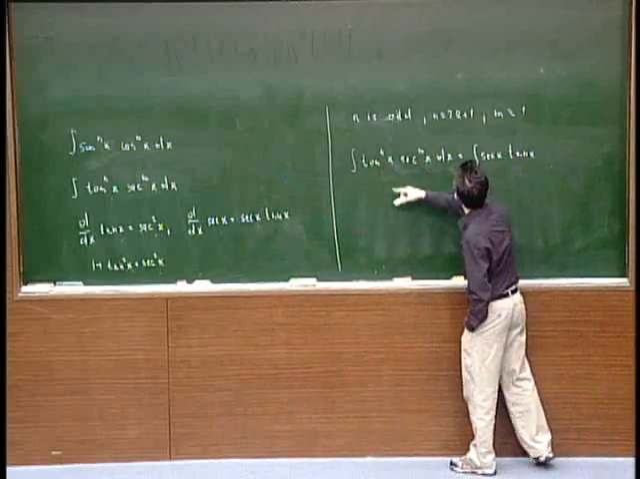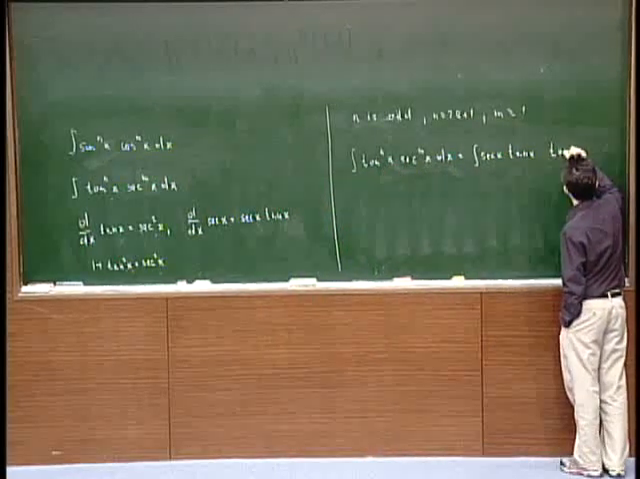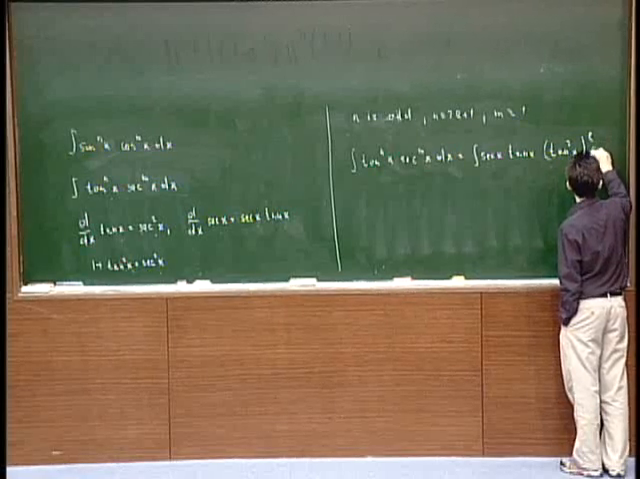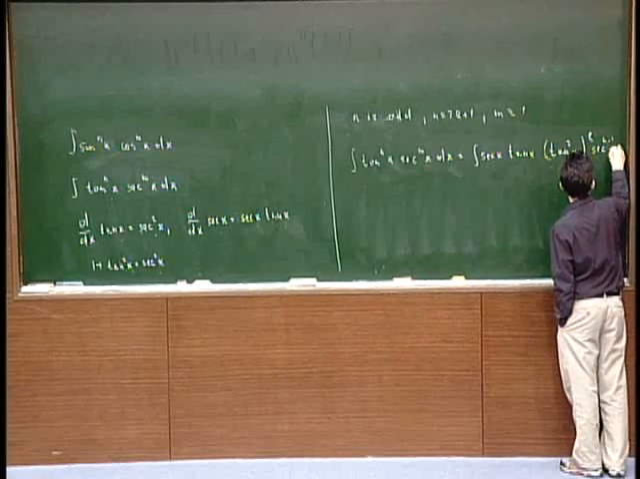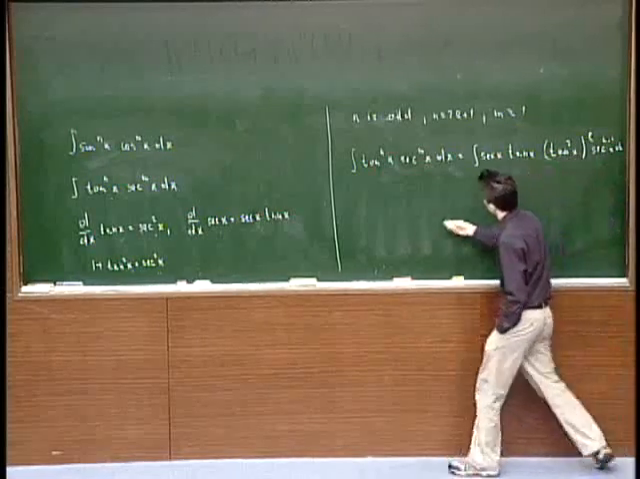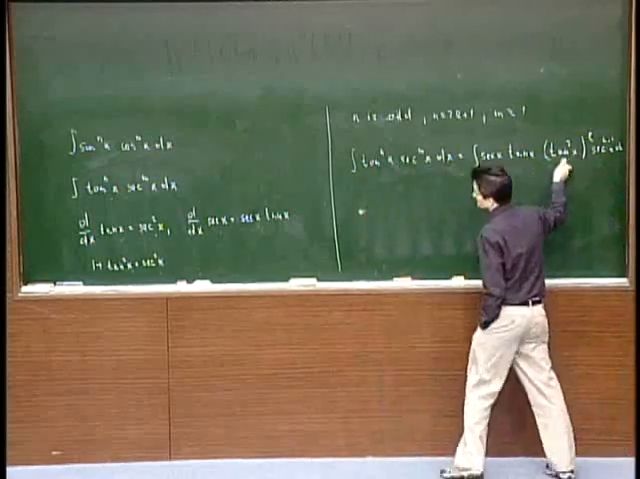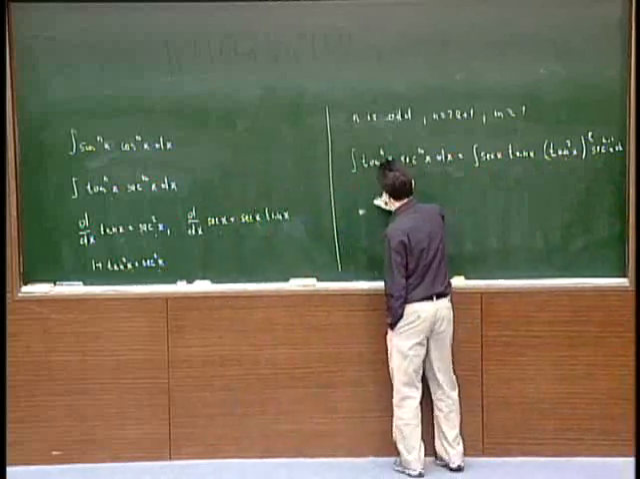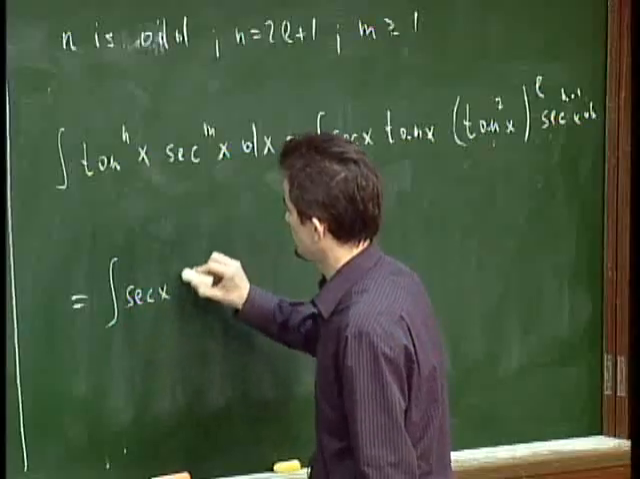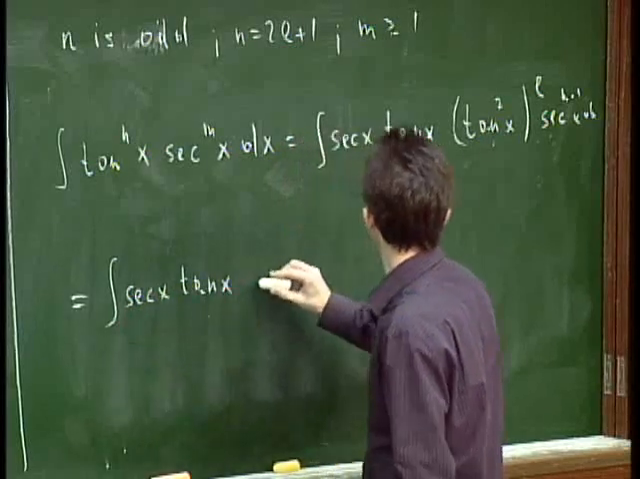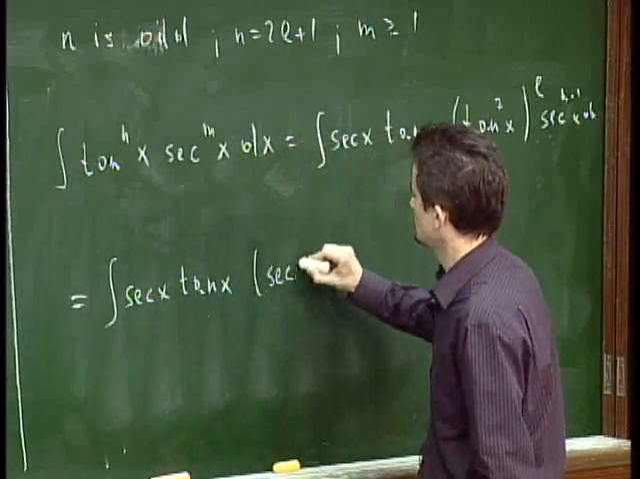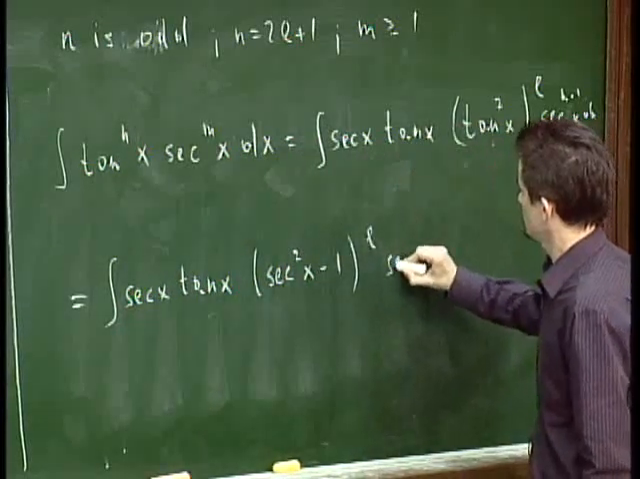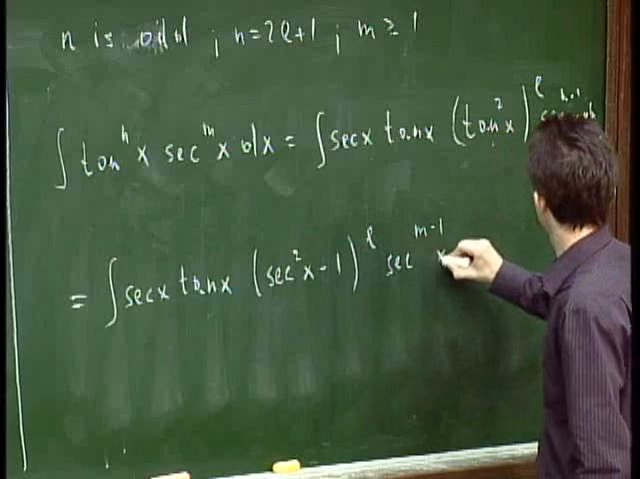So here you still have a tangent to the 2L, and you have a secant to the m minus 1 of x dx. Now, in order to rewrite this, you use this relation here. You can replace this by secant square minus 1. So you have the integral secant of x, tangent of x, and here's secant square of x minus 1 to the L, secant to the m minus 1 of x dx.